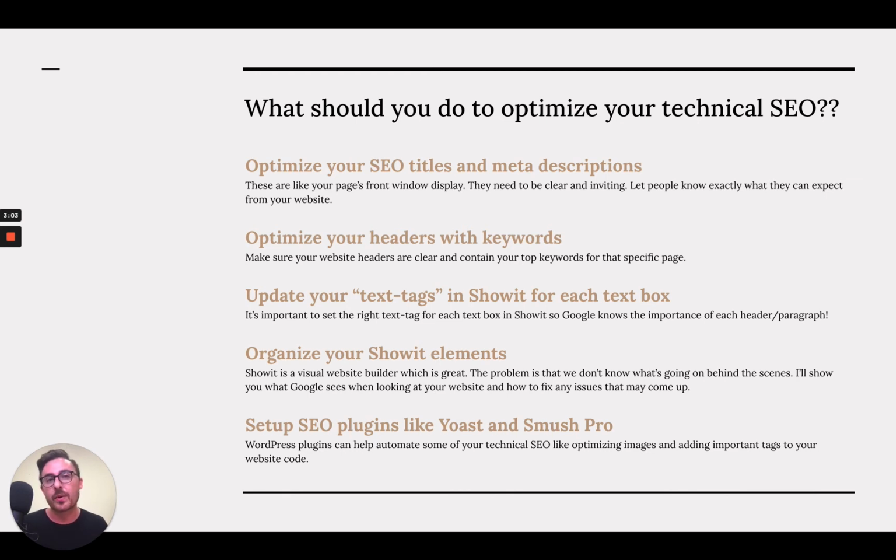The next thing that we're going to look at is updating your text tags in Showit for each text box. So this goes hand in hand with optimizing your headers with keywords, but we want to make sure that every single text box in Showit is using the correct text tag, so either H1, H2, H3, or paragraph. And this is going to help Google better understand the hierarchy of your website and better understand what you're talking about and what's important on that web page.